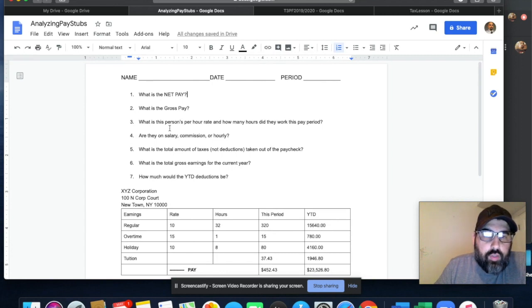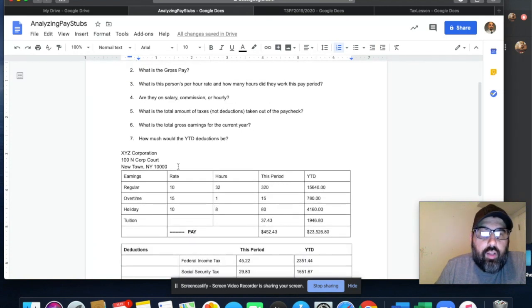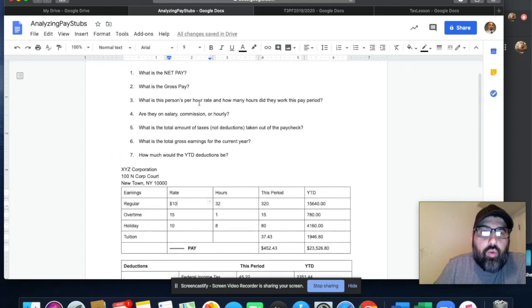What is this person's per hour rate, and how many hours did they work this week, this pay period? Hourly looks like they're $10 an hour. This should be a dollar amount, so these rates are going to be dollars right here, and then it looks like they worked 32 hours for regular pay. You could put in overtime, 1 hour that they got of overtime. You could put in holiday. Any of this information right here is what I'm looking for with question number 3. Are they salary, commission, or hourly?